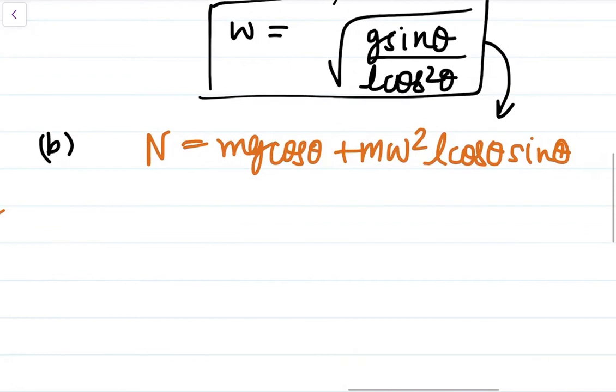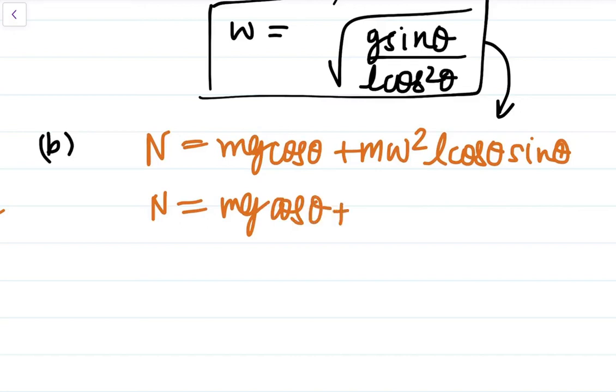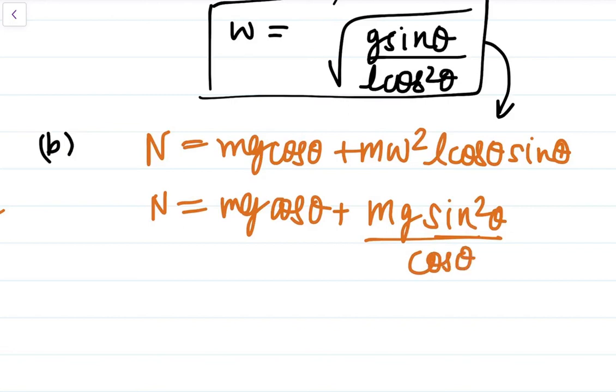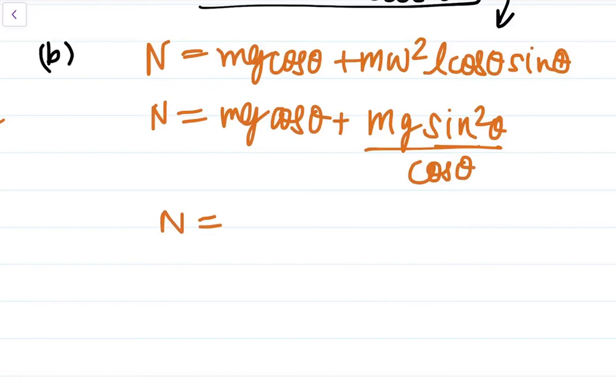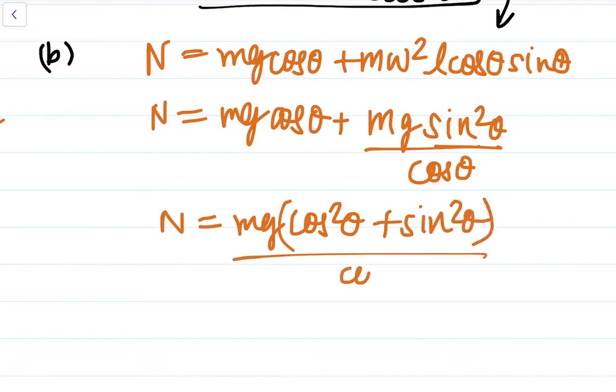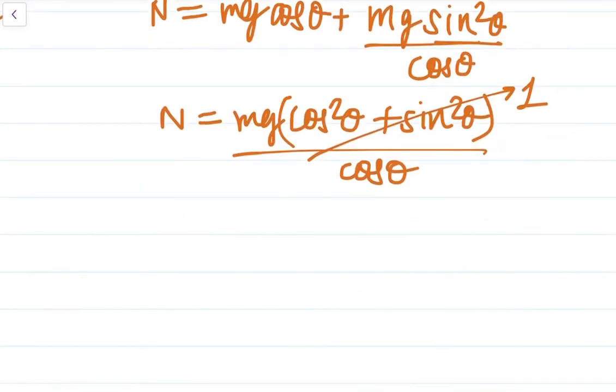So what will happen? Normal reaction will be equal to mg cos theta plus mg sin squared theta by cos theta. When you solve it, it will come like this. So mg, here it will come cos squared theta, and when we take it common, it will come sin squared theta in the bracket, and here downwards it will be just cos theta. So we all know cos square theta plus sin square theta is equal to 1 because of trigonometric equations. So normal will come out to be how much? mg by cos theta, that is equal to mg sec theta, we can write here.